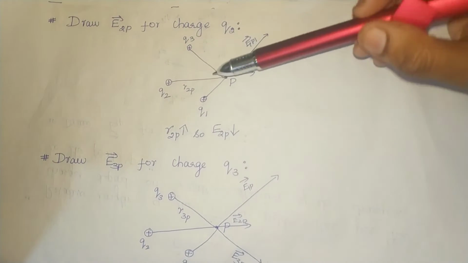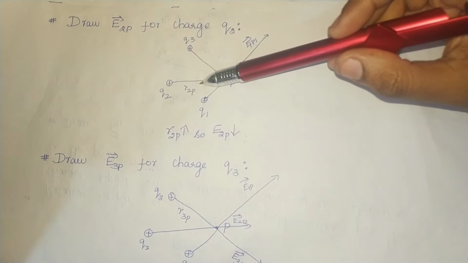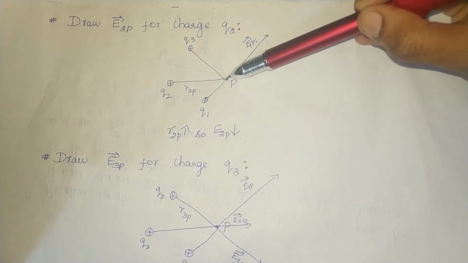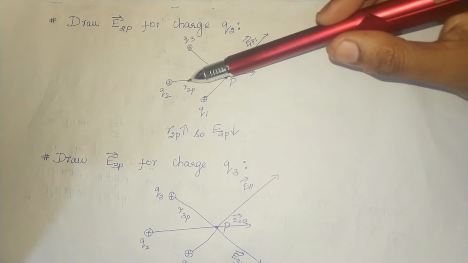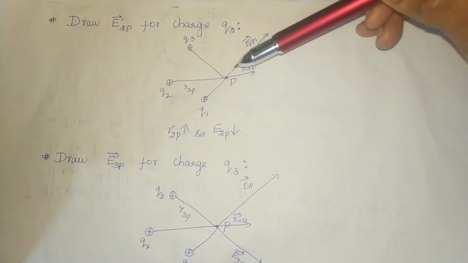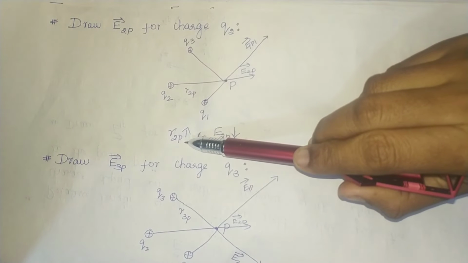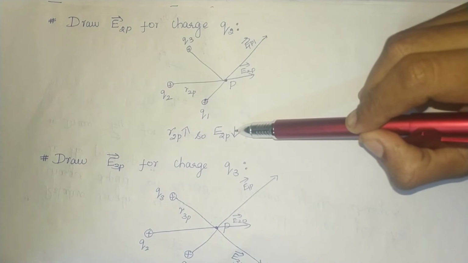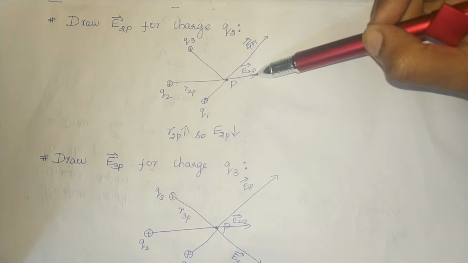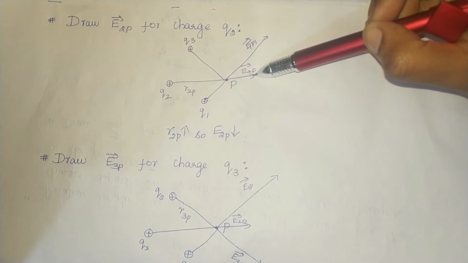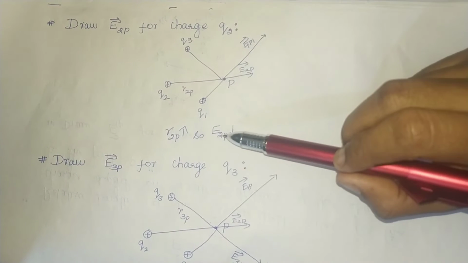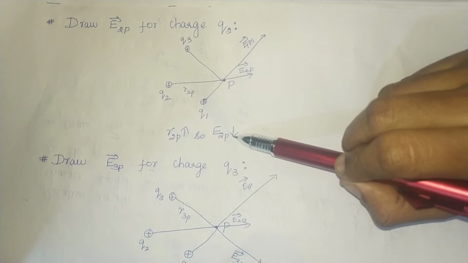Here you see that the distance R2P is longer from the point P. The charge Q2 is somewhat farther from the point P. Then R2P is increased, so what happens to the E2P vector? The length will be shorter. For a shorter length of the E2P vector, R2P increases, so E2P decreases.